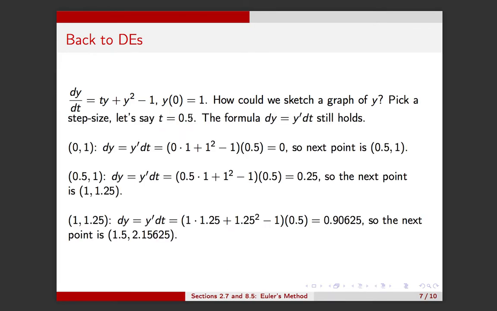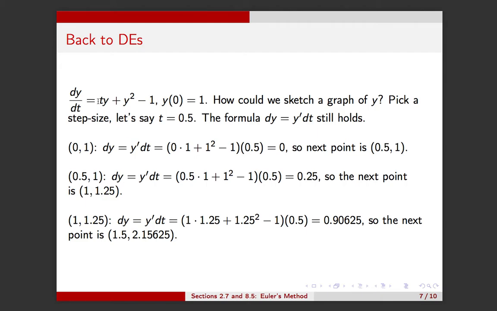So if you want to sketch a graph of y here, the first thing you do, as we did before, is pick your step size. The smaller the step size, the more accurate your sketch. Let me just pick a step size of 1/2 here. Just like before, this formula from Calc 1 still holds. All it says is the change in y is the slope times the change in t. That doesn't change. So if we're at the point (0, 1), and we move to the right by 1/2 second in time, by how much will y change? You can again just use this formula: dy is y prime dt.